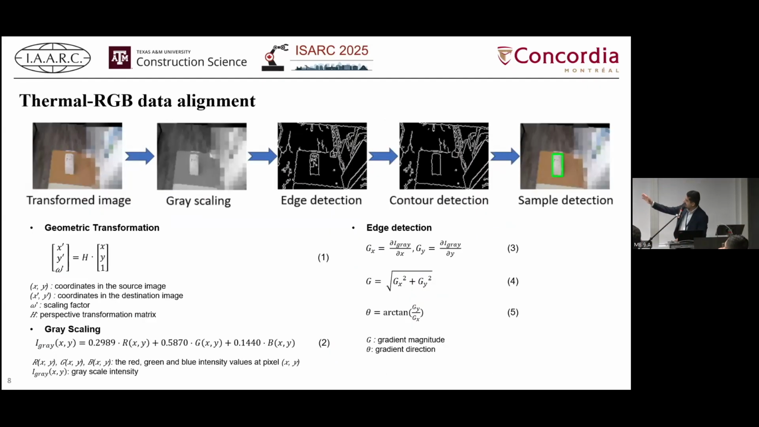We have these processes of getting the transformed image and grayscaling. We apply some edge detection and contour detection, and we're able to automatically detect the sample. Now, this is one approach. You could do computer vision if you had a large enough training dataset that you can recognize 3D printed samples. But the idea is first we need to be able to detect the samples in real time and then align them with the thermal images.